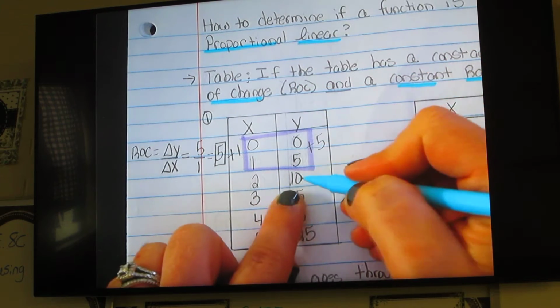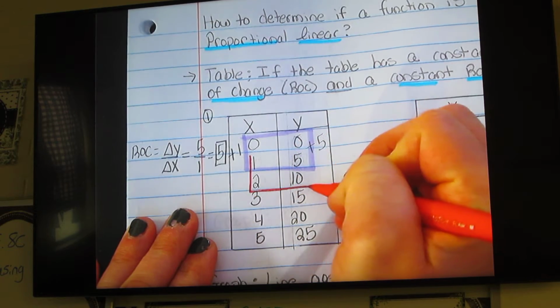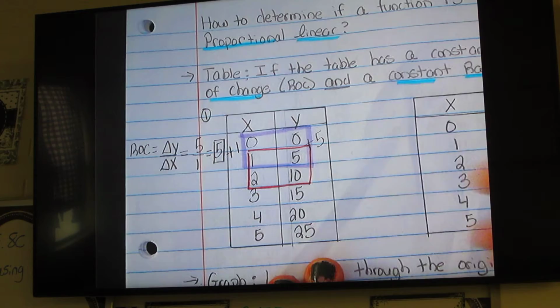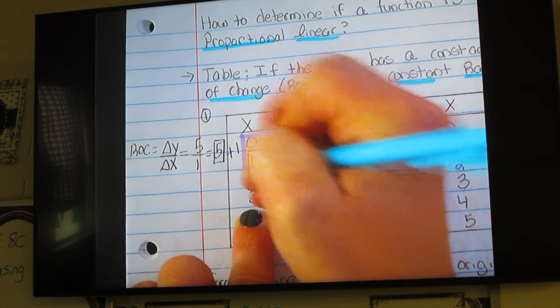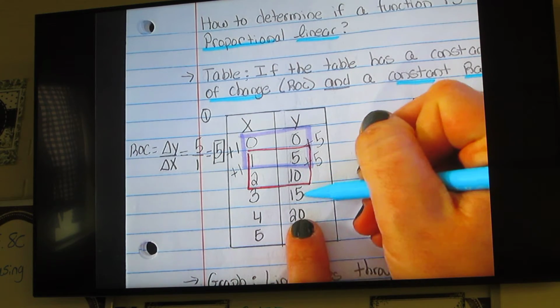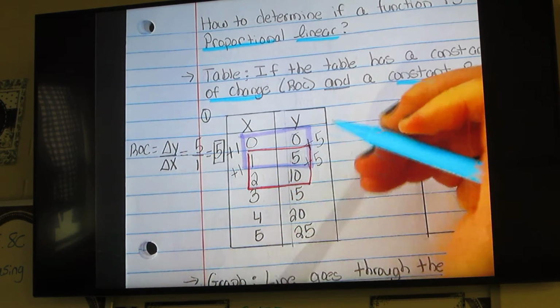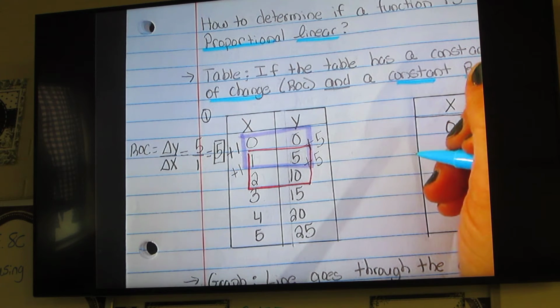So we don't start and go here to here. We start with that second point and go second point to third point to see if that rate of change is also 5. So 5 to 10 is up 5, 1 to 2 is up 1, 5 over 1 again. As you can see, my table is continuing to increase by 5 and continuing to increase by 1. So every ROC is going to be 5 over 1. So it's definitely going to be linear.